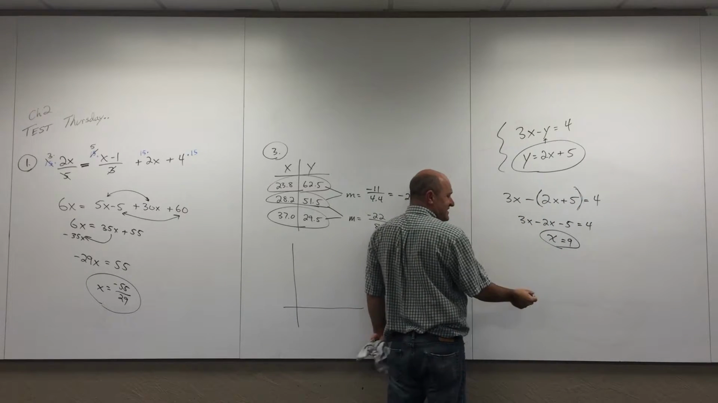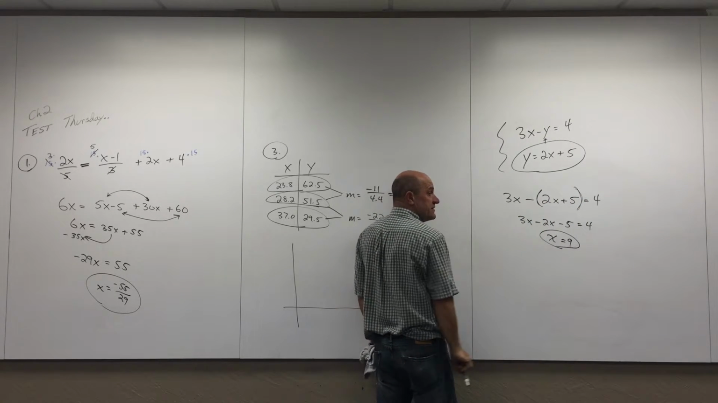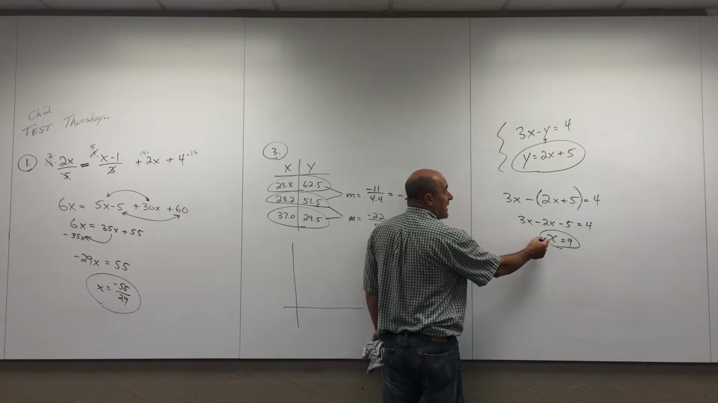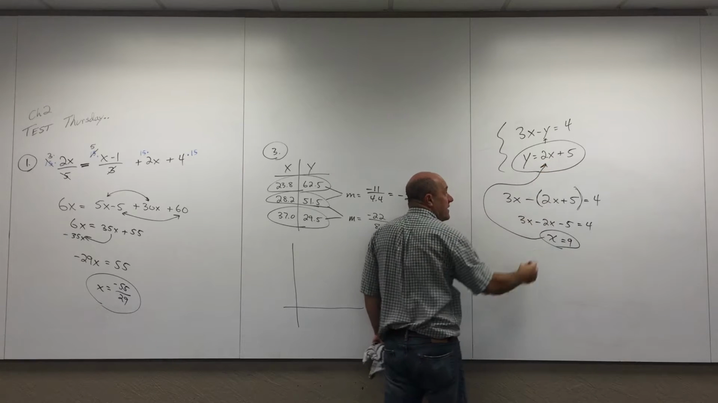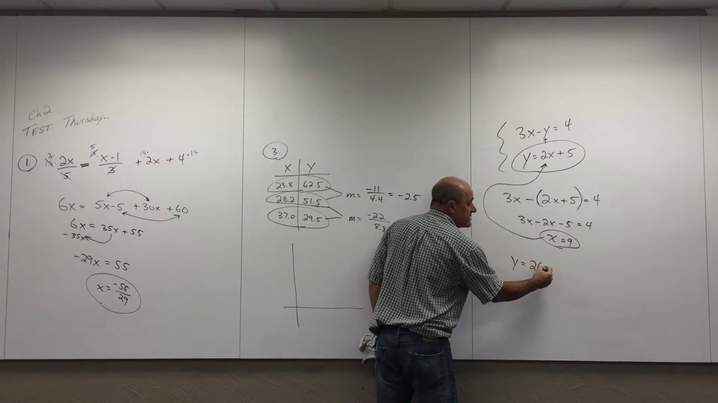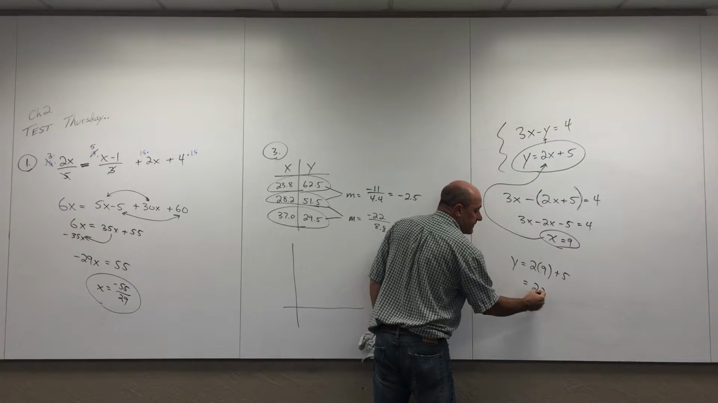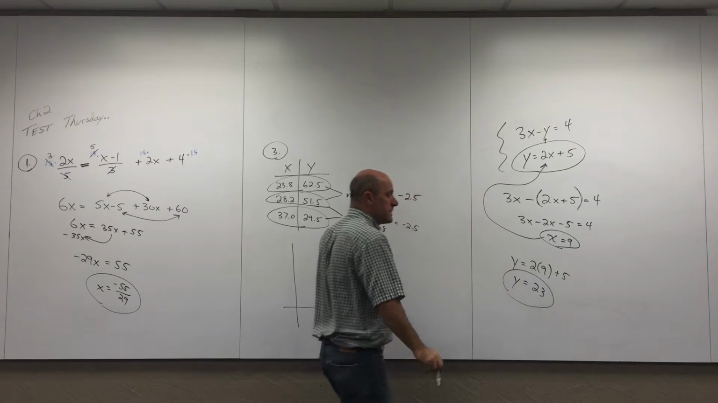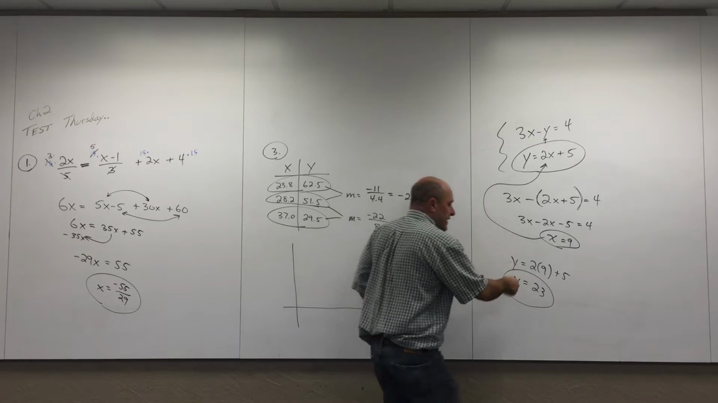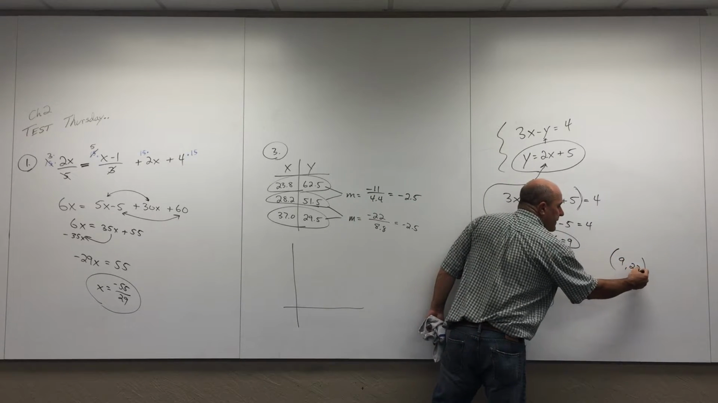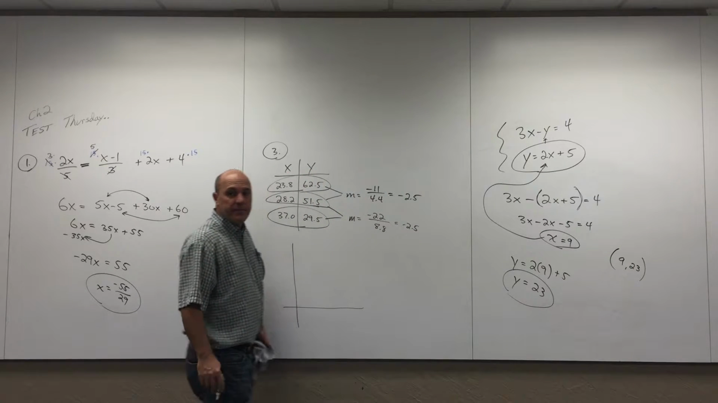Anyway, this is where I found some people just circled this and left it. Of course, that's half the answer. You need to find y. I would go right back there, and y is 2 times 9 plus 5. 18 plus 5 is 23. So there you go, and there they are, circled. That's my answer. Technically, it's an ordered pair.